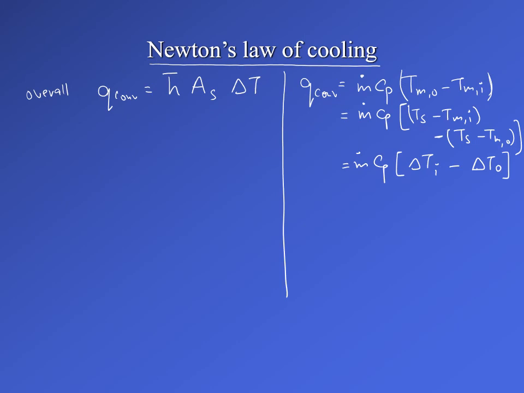So delta Ti means the temperature difference between the surface of the pipe and the mean temperature of the fluid at the inlet of the pipe, and delta T outlet means the temperature difference between the surface of the pipe at the outlet and the mean temperature of the fluid at the outlet of the pipe. Okay. So this is not a model. This is the exact calculation of Q convection. And now this m dot times Cp, we can use the expression from the previous slide.